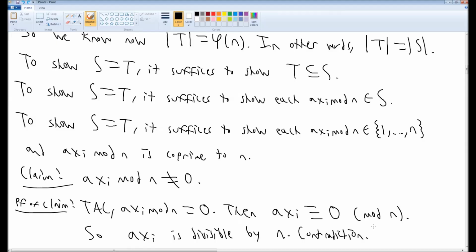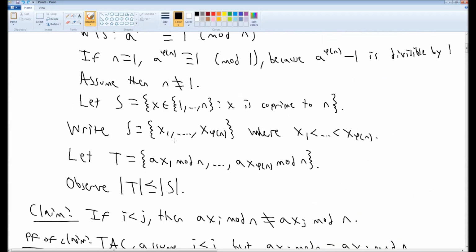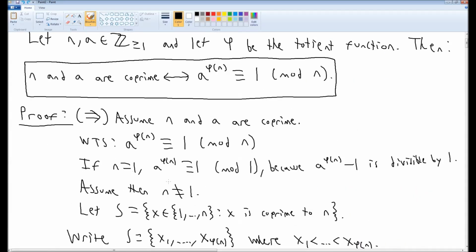And now here's a subtle point though: if n was 1, then there would be no contradiction. This would be true because anything is divisible by 1. But remember, we assumed earlier, for the rest of our proof of the forward direction, that n's not equal to 1.